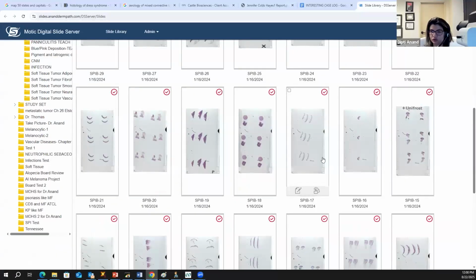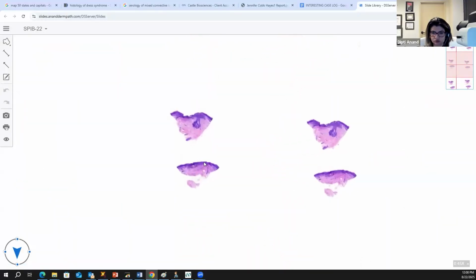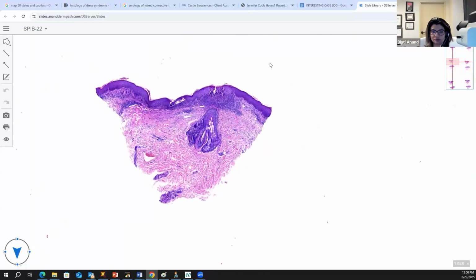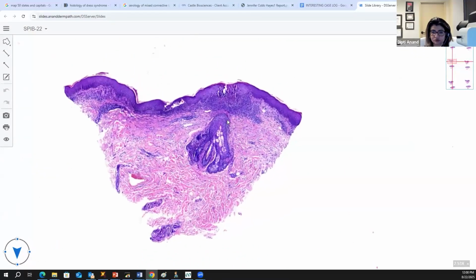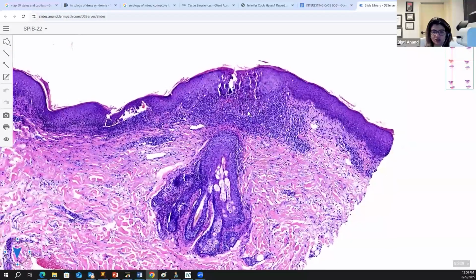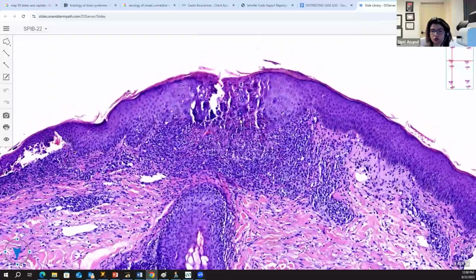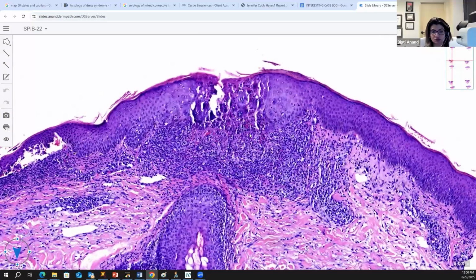We have the next one, which is 22. Okay, this one is a challenging one, so I'll help you guys with this. So this patient has also presented with what looks like a blistering eruption.